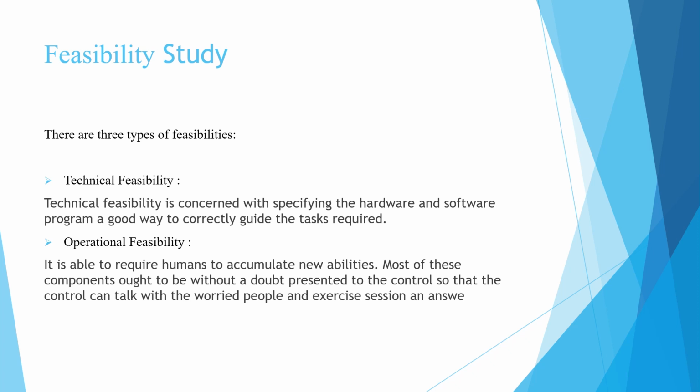Here there are three types of feasibility which we can face during our project. The first is technical feasibility. Technical feasibility is concerned with specifying the hardware and software in a way to correctly get the required task done. And the other one is operational feasibility.